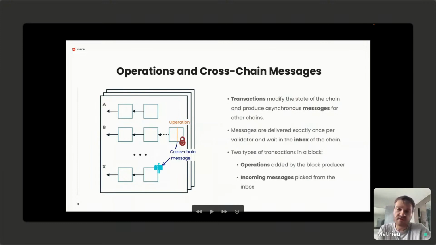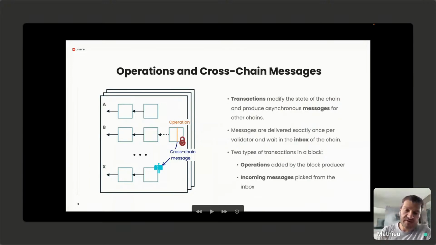So there are two types of transactions in the block: operations, which are the initial commands that you want to do on the state of the chain, and incoming messages. When you have received something that is waiting in the inbox, you say to the system, I actually want to execute that incoming message for real. And so, interestingly, the messages in the inboxes are not executed immediately.